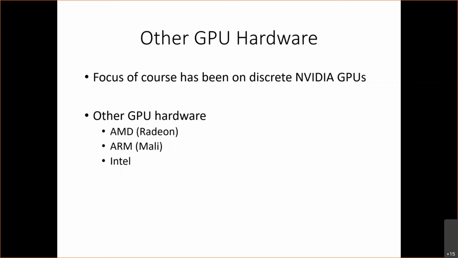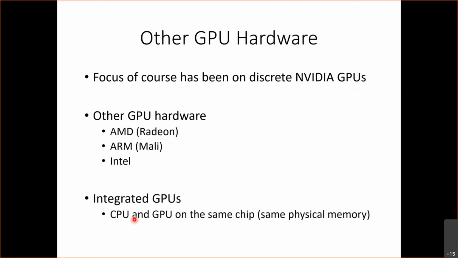Like I said, we've been focusing on discrete GPUs, but there are actually integrated GPUs where you can have the CPU and GPU on the same chip, and in this case, the CPU and the GPU share the same physical memory. The advantage of this is that we don't have any data transfer over PCIe. You can access the same physical memory from both the CPU and the GPU because they are on the same chip. AMD is one of the pioneers in manufacturing these.